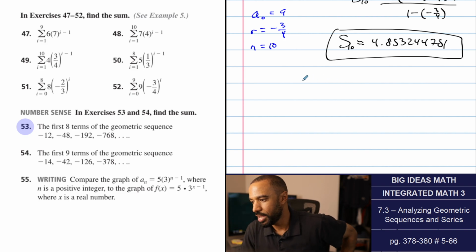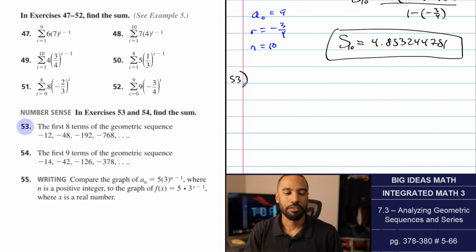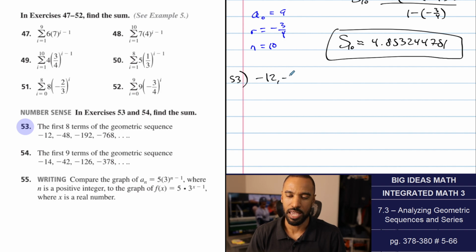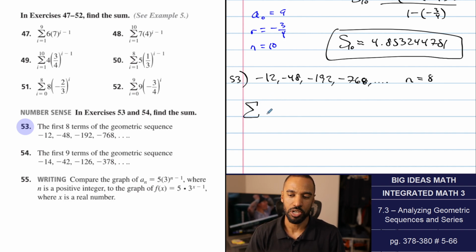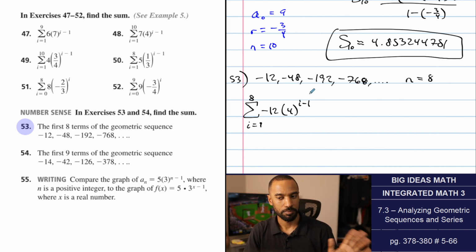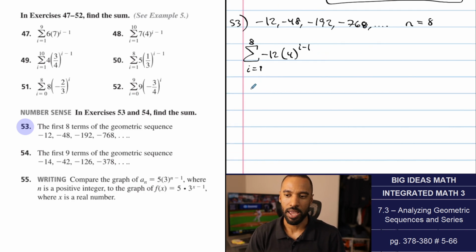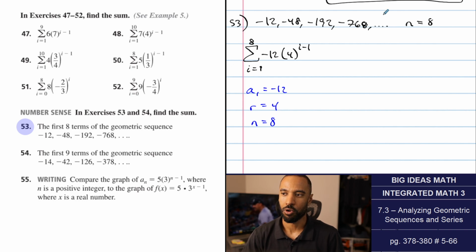Okay, in exercises 53 and 54, find the sum. The first 8 terms of the geometric sequence, negative 12, negative 48, negative 192, and negative 768. The goal here, again, is to use that formula for the first 8 terms. If I wrote out sigma notation, which is not a requirement, I'd be going from the first term to the 8th term, given the rule of the first term being negative 12. Common ratio is clearly 4 to the I minus 1 power like that. Great. That doesn't really help us. What we need to write out, though, are first term, common ratio, and number of terms. We use our formula, and we're good to go.